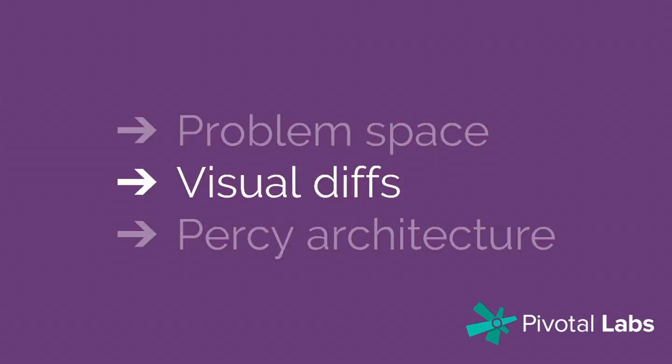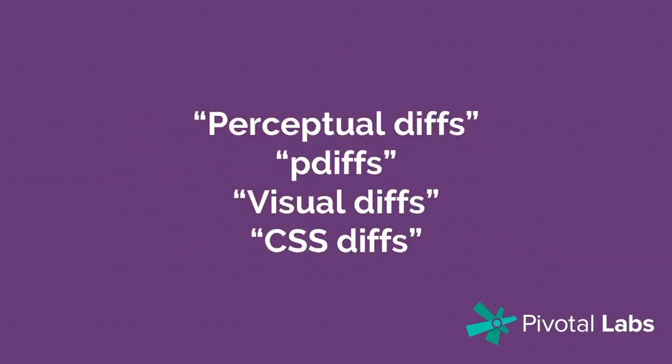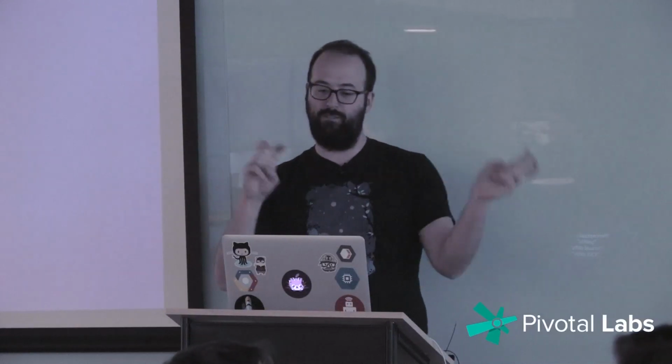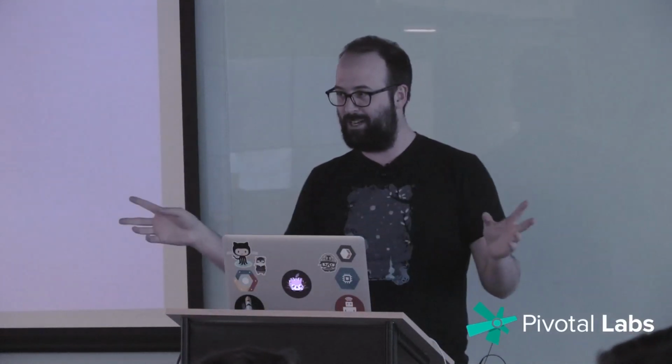So that's good. Then we're going to attempt to solve this problem with a thing called visual diffs. To introduce these, does anybody know what a visual diff is? Perceptual diff? Okay, a couple of people. They're called a lot of different things: perceptual diffs, visual diffs, P diffs, CSS diffs, UI diffs, or visual regression testing. We haven't converged on a name for them yet. But I call them visual diffs.